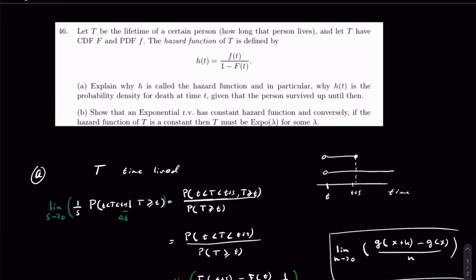So let's start with the first one, going in the direction of showing that if t is exponential, we get a constant hazard function. All right, so we are just taking what is given to us, and we expand out this hazard function, and we know it's defined as, not an x but a t here, and the PDF, that's the definition given up here, right?